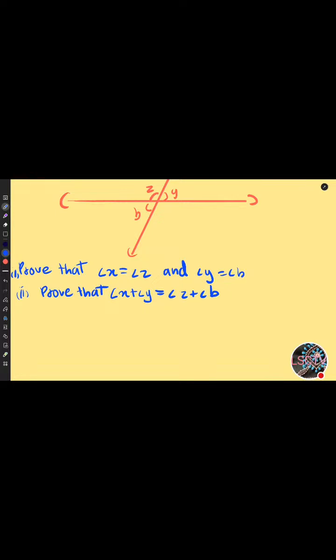And your time is up in 3, 2, 1, go! Your time's up. Alrighty. Let's solve this problem.